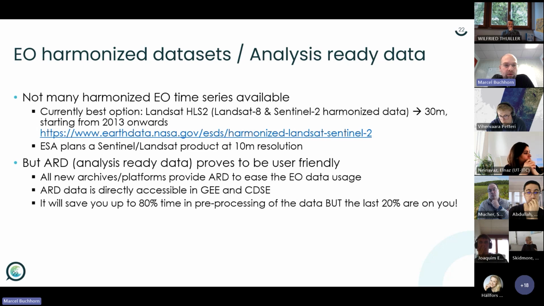ARD data is mainly directly accessible in the Google Earth Engine and Planetary, as well as in the CDSE, so in the openEO platform from VITO. It will save you up to 80% of your time in pre-processing, but the last 20%, so the real hard stuff, you still have to do by yourself. So analyzing the data, making sure you're using it correctly, that is still up to you.